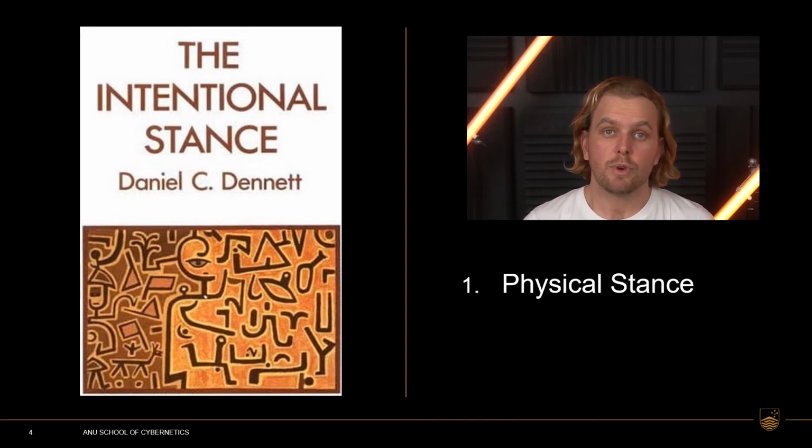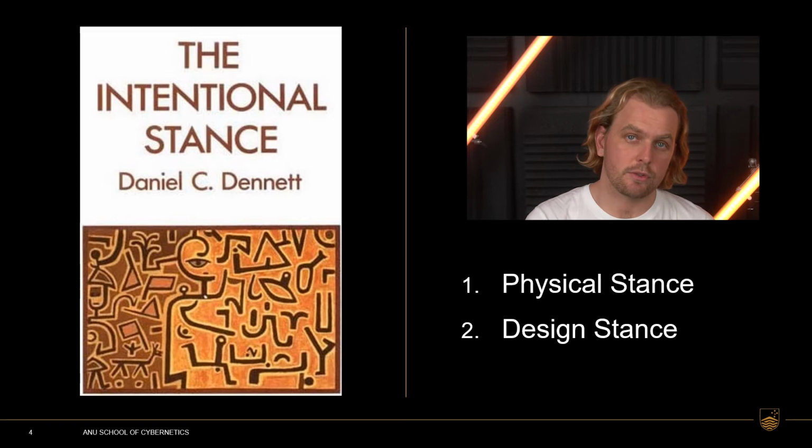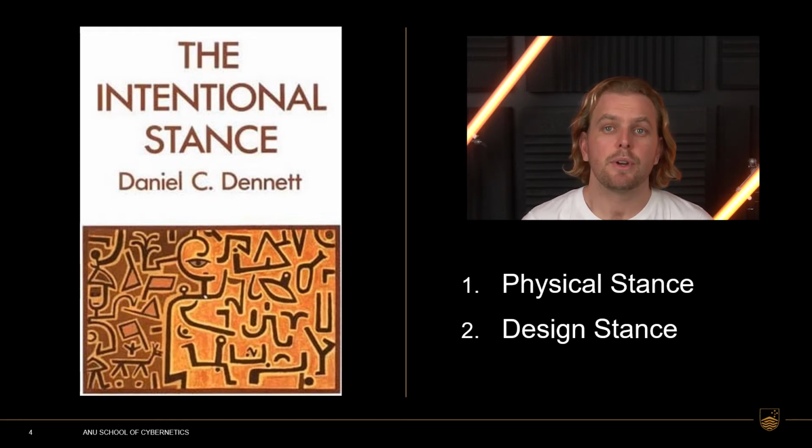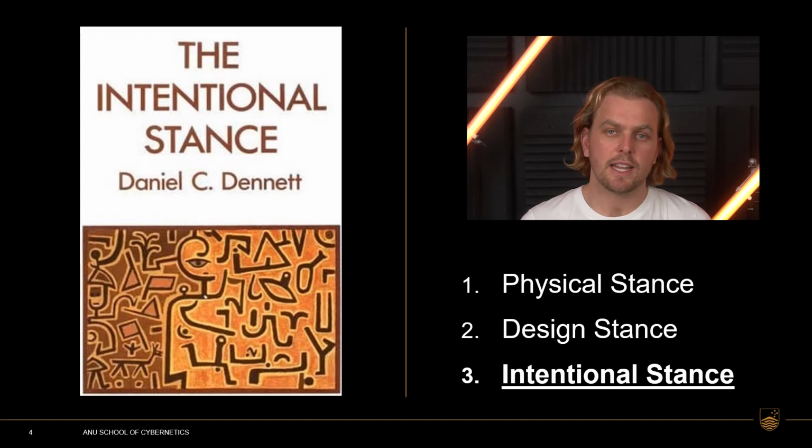In the first level, we predict the behavior of an object or system based on its physical structure. We may abstract from the physical stance to the design stance, predicting the behavior of a system based on our experience or knowledge of how the system is designed. And then finally, the most abstract of all the stances is the intentional stance, which requires no knowledge of either the physical structure or the design. We predict the behavior of another system from our own explanations or interpretations of the beliefs and desires of the other system.